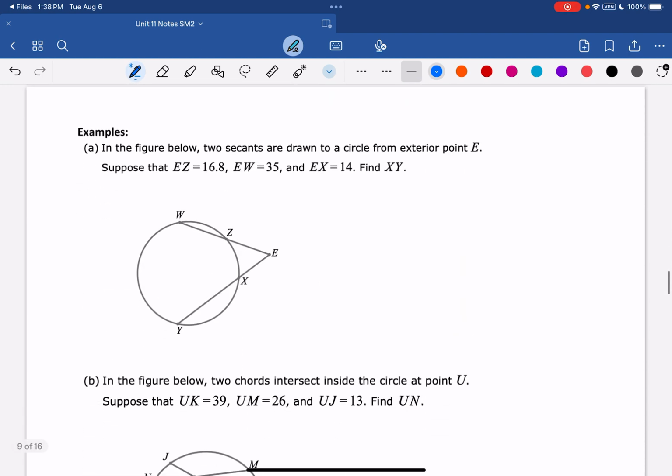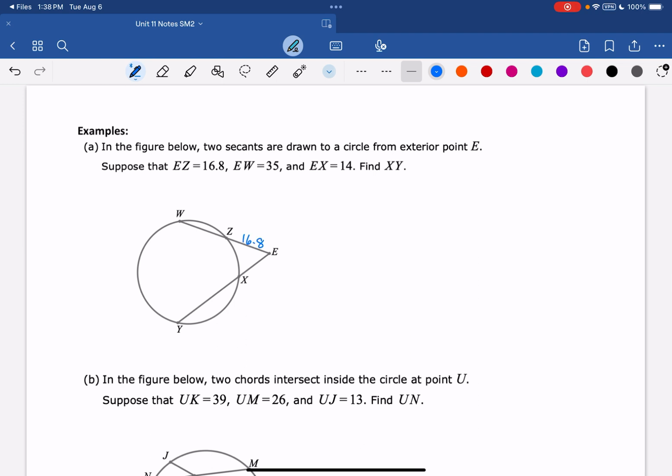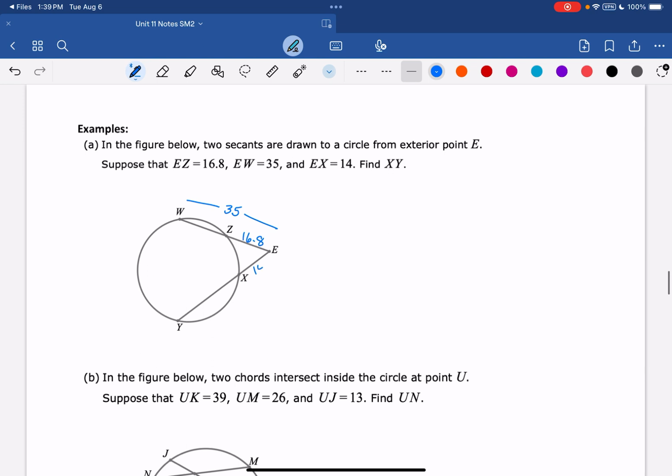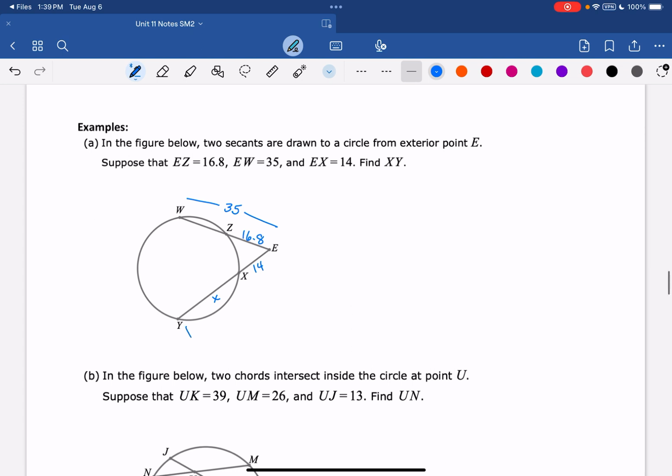Okay, here we go. It says in the figure below, two secants are drawn to a circle from the exterior point E. Suppose that EZ equals 16.8, EW is 35, okay, so our whole length is 35, EX is 14, find XY. Okay, so let's call that X. So this whole length is going to be X plus 14. Oh my gosh, that's not a very straight line.